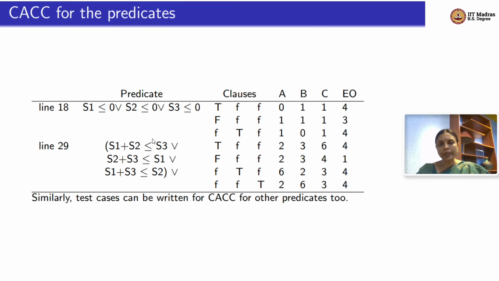So these were 2 simple examples that we saw on how to apply logical coverage criteria for testing the predicates that occur in source code in a method. Moving on, we'll see one example of a specification and one example of a design document.